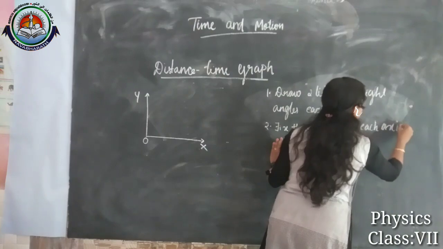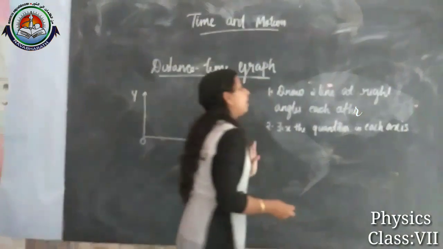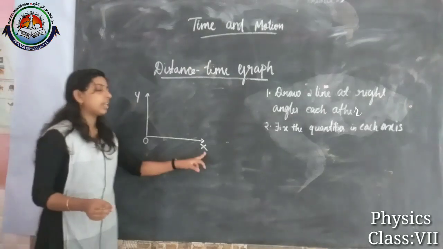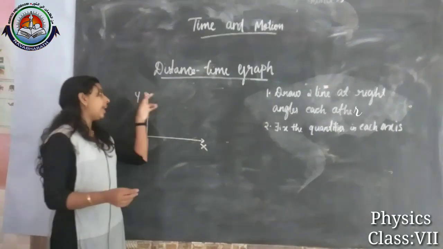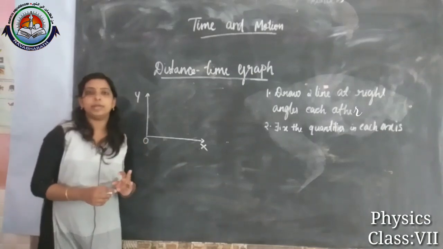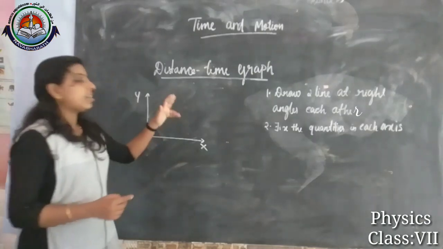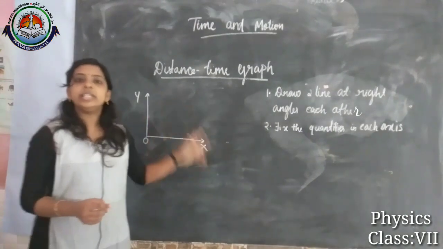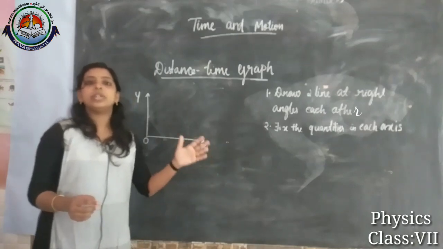We have to fix the quantities in each axis. Normally in the x axis we write the independent variable and in the y axis we write the dependent variable. And actually time is an independent variable.